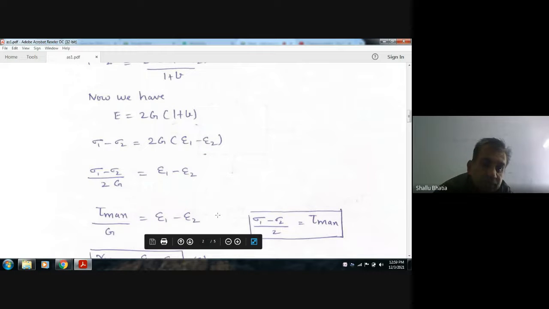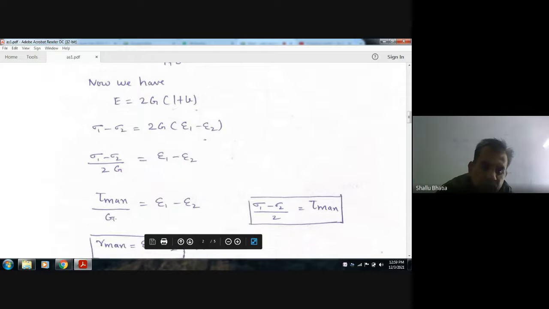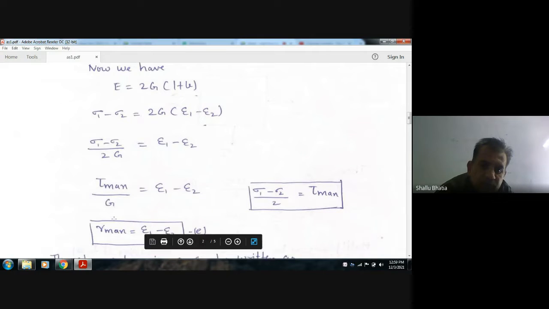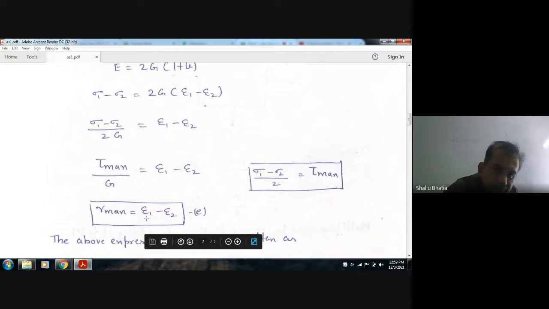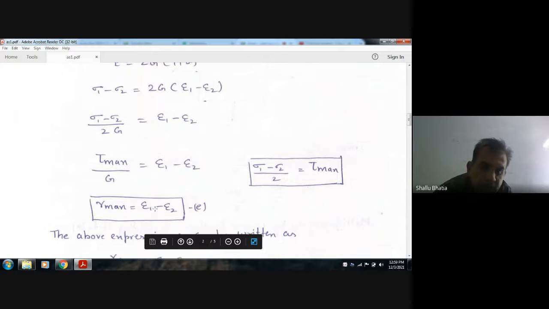Now sigma 1 and sigma 2 are principal stresses, and sigma 1 minus sigma 2 divided by 2 will be the maximum shear stress. So we can replace sigma 1 minus sigma 2 by 2 with tau max. So tau max by G is the shear strain, and we denote it by gamma max. Gamma max is the maximum shear strain because shear stress is maximum, and this is equal to the difference of strains.